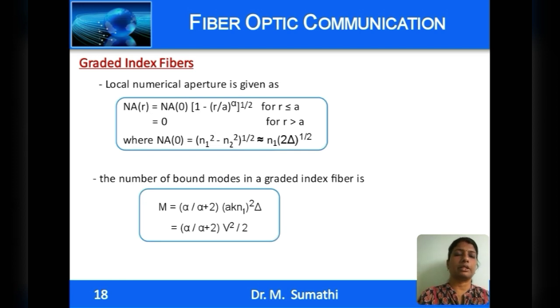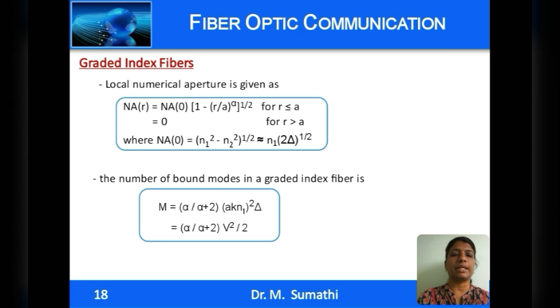The numerical aperture at a point r for a graded index fiber is given by NA(r) = NA(0) into square root of (1 - (r by a)^alpha) at the core, and it is 0 at the cladding. And the number of modes in a graded index fiber is M = alpha by (alpha + 2) into V square by 2, where alpha is the refractive index profile parameter. For alpha equal to 2, the parabolic refractive index profile is the most commonly used profile, and for that value we get M = V square by 4.